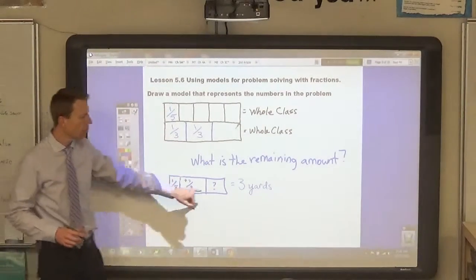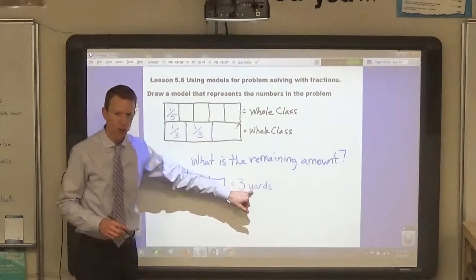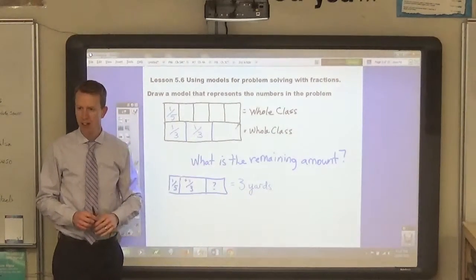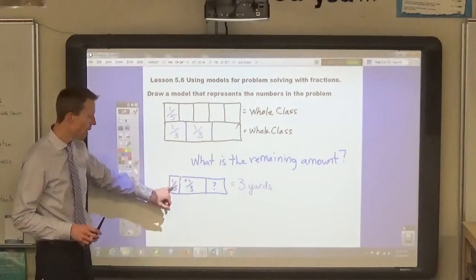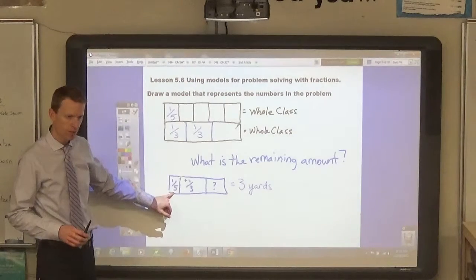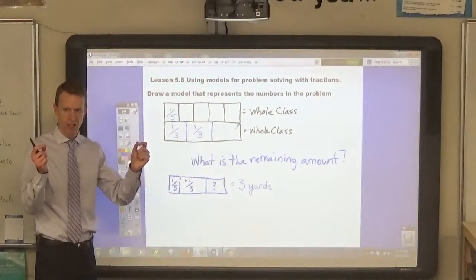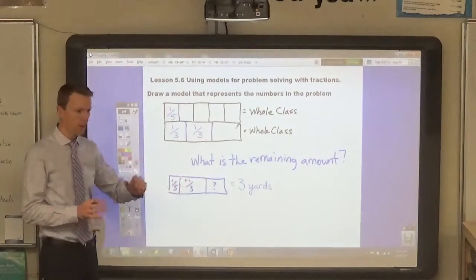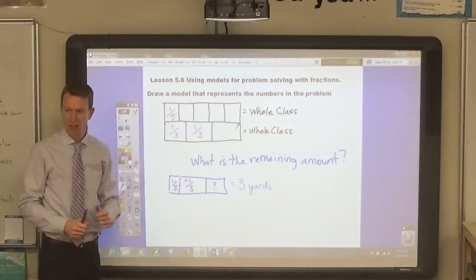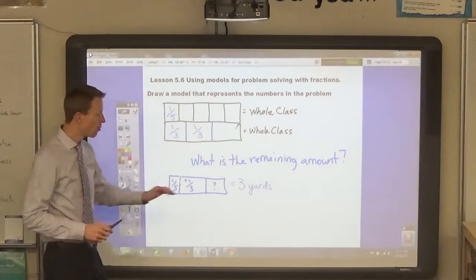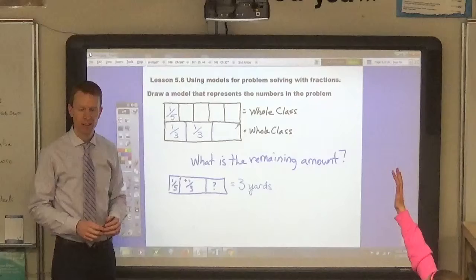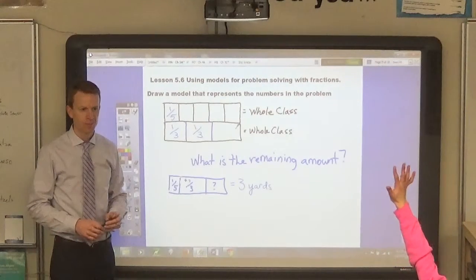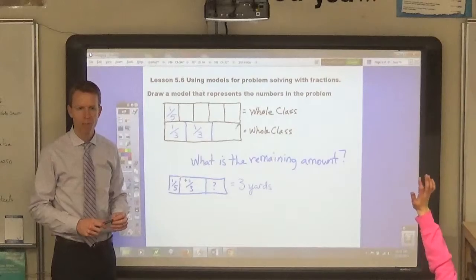Okay? So let's say that you needed 3 yards of string for a project. 3 yards. Okay? And you have 1/5 of a yard. So you measure out and you see that you have 1/5 of a yard. You have another that's 2/3 of a yard. How much more do you need? How do you find the remaining amount needed?